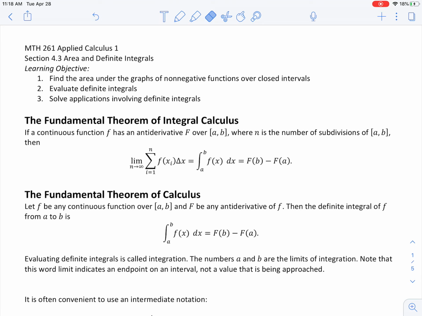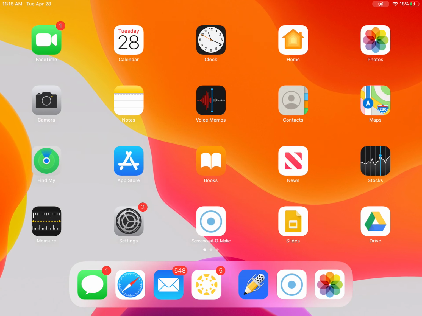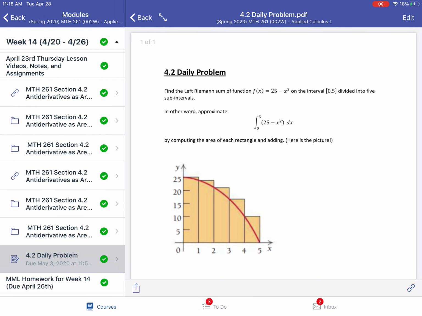In this video, we will go over section 4.3, area and definite integrals. We already actually worked with the area under the curve in 4.2. We did it using Riemann sum. The problem that I asked you to try on 4.2 was this one.